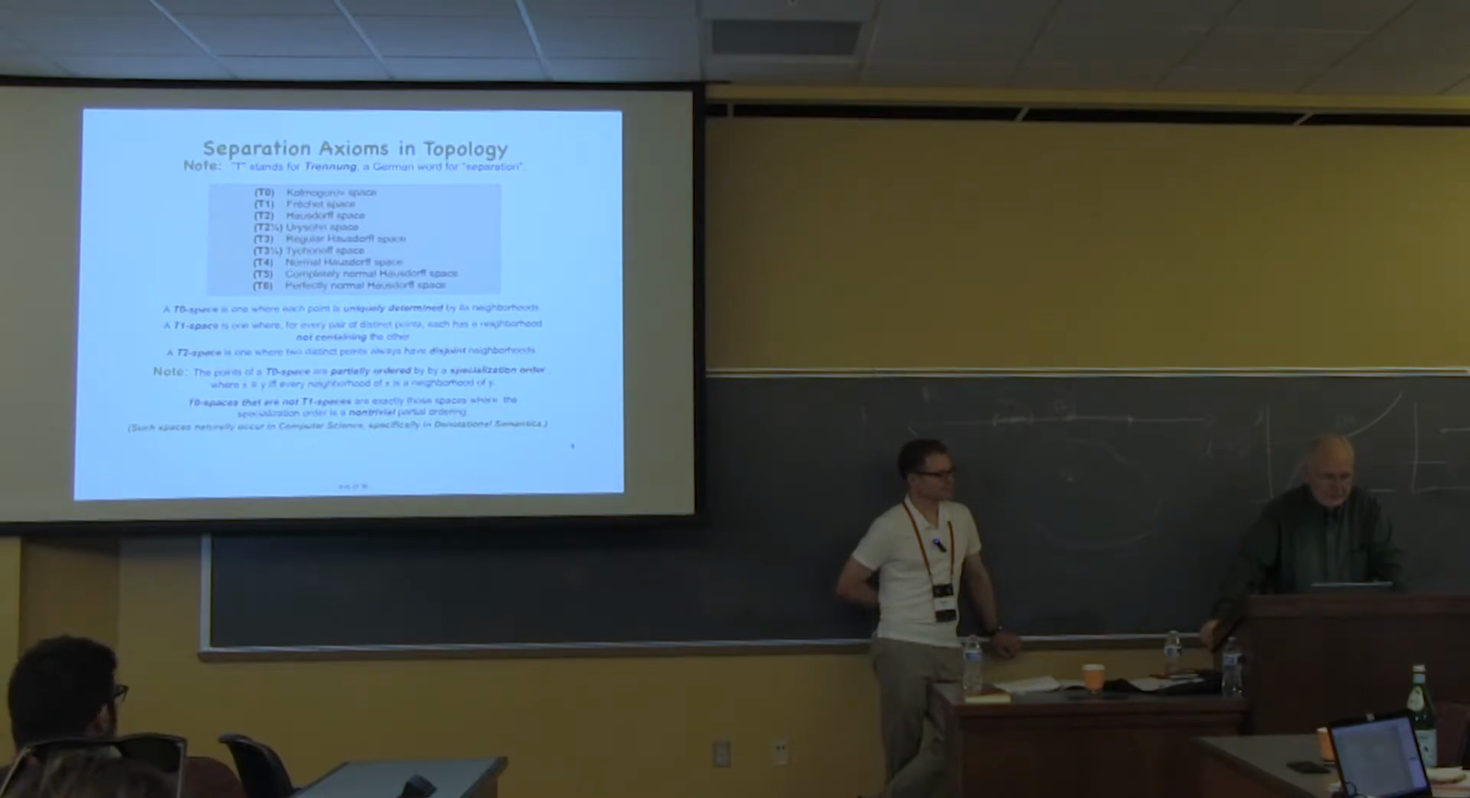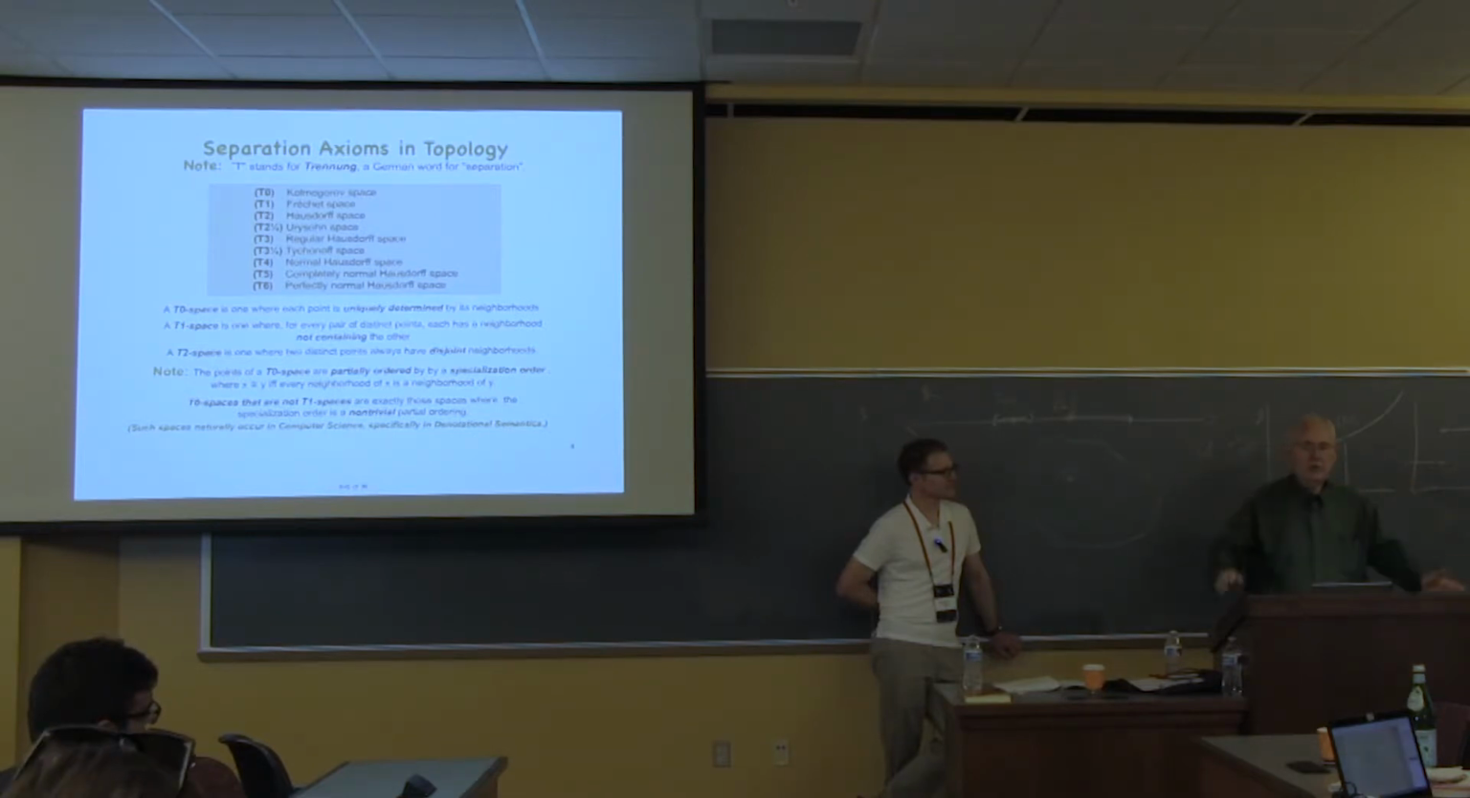And now a T1 space is a little bit stronger. It says for each pair of distinct points, you can find a neighborhood of one that excludes the other one.